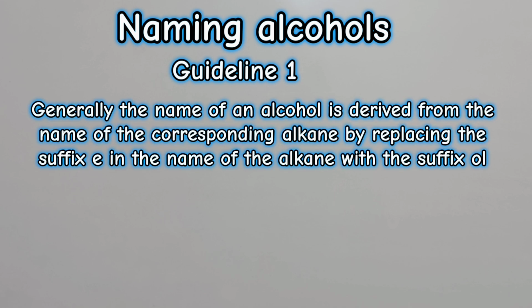Guideline number 1 is that, as a general rule or format, the name of an alcohol is derived from the name of the corresponding alkane by replacing the suffix -e in the name of the alkane with the suffix -ol. In this guideline, it is important to understand the meaning of the words corresponding alkane. This simply implies an alkane having an equal number of carbon atoms, just like the alcohol.